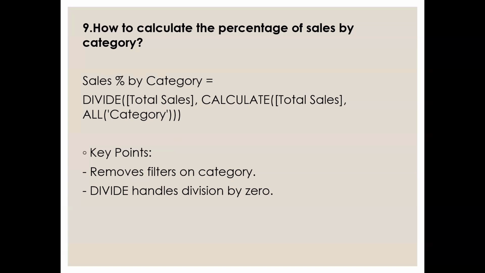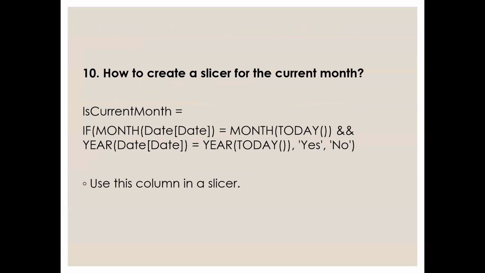And in the numerator, for each category, whatever is the sales, that total you will get in the numerator. And in the denominator, since you are using ALL, it will give the total sales here. So category-wise sales by total sales. That way you can calculate the percentage of sales. Okay. So if you do not know about the ALL function, just check it out. It's very important.